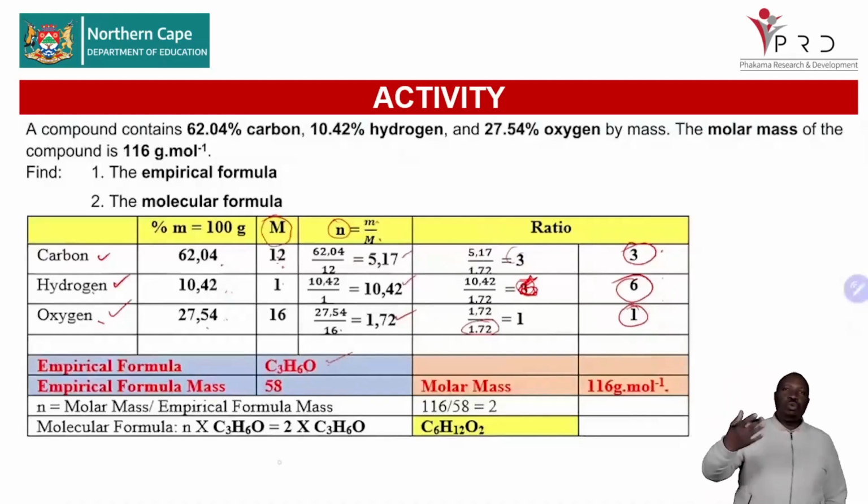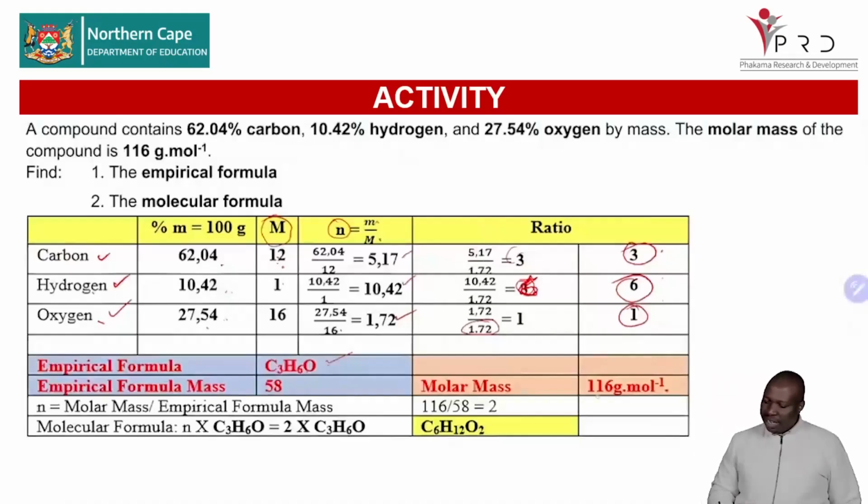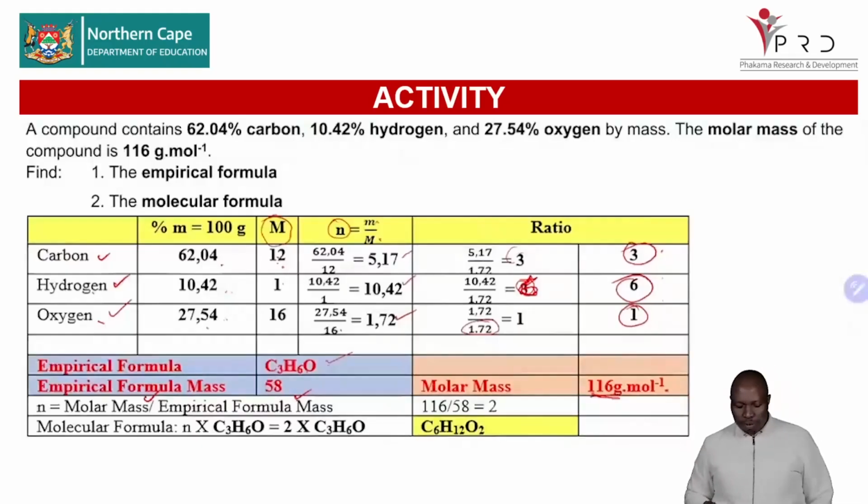Now you are able to move from empirical formula to molecular formula if you are given the molar mass. The molar mass was given as 116. So we have our molar mass as 116. So what you will just do, you get the ratio of the molar mass and the empirical formula mass. So once you take the molar mass, you divide it by empirical formula mass, you are able to get your N, which is your ratio between those two.